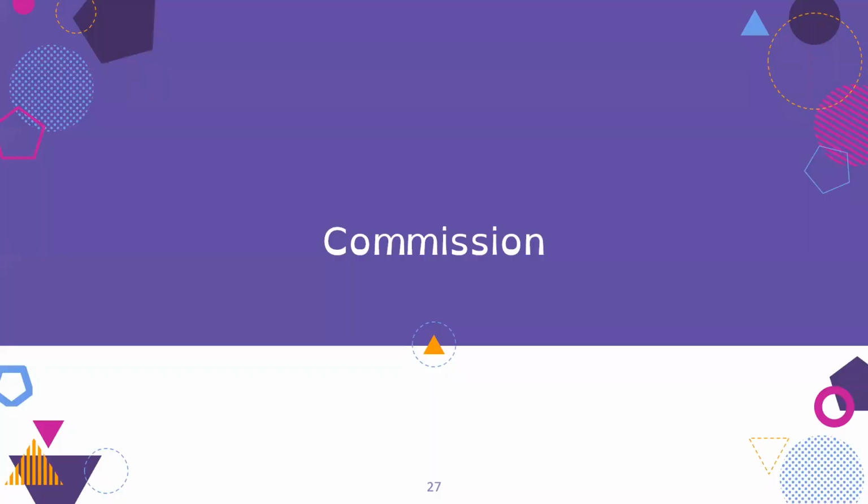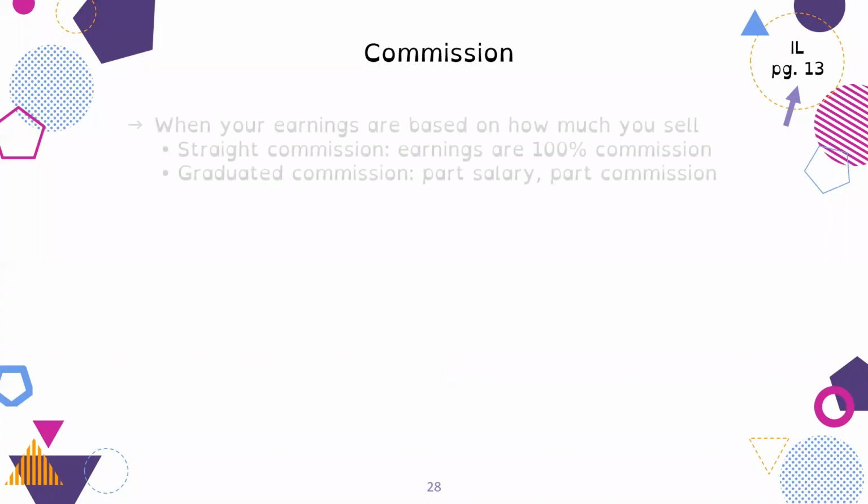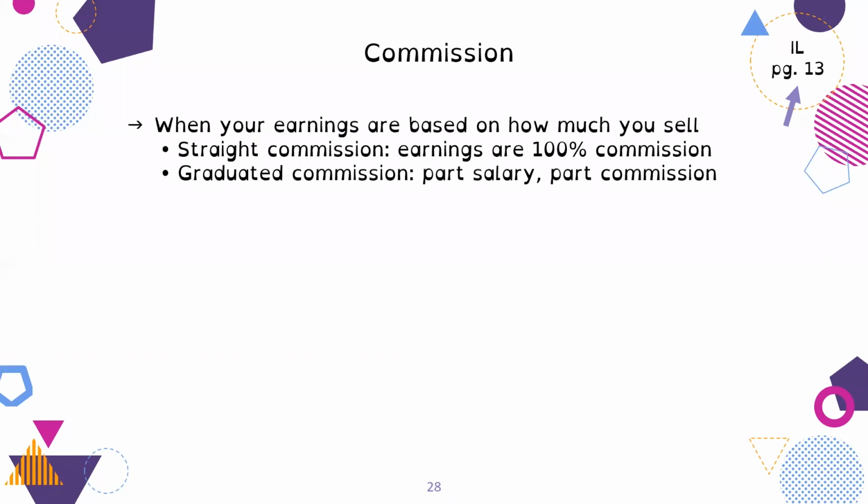All right, so now we're going to look at commission. So commission is on page 13 of your IEL book. And commission is when your earnings are based on how much you sell. So straight commission is your earnings are 100% commission. So it is 100% dependent upon how much you sell. So if you don't sell anything, you don't get paid anything.